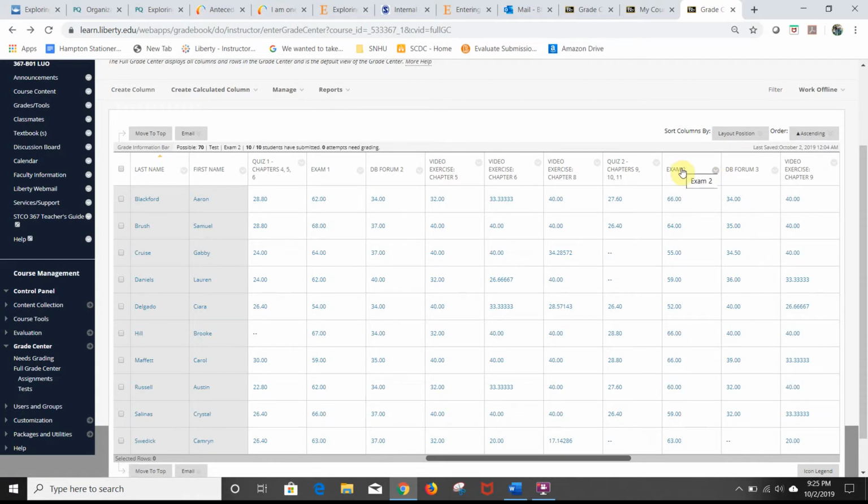When I hover over exam two, I can see over on the left bar at the top, I know it won't hold while I do it, but I'll come back to that. It's a total of 70 points, so I can know how many points are in there.